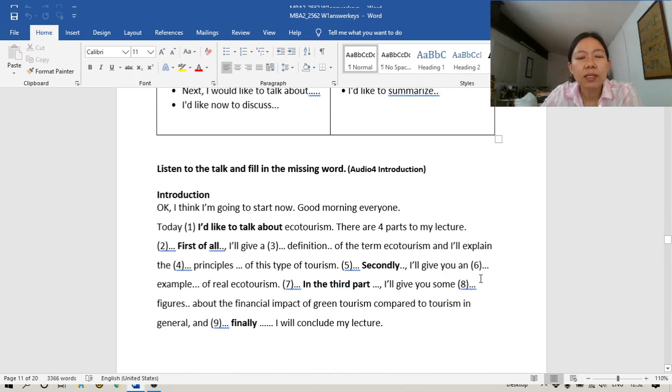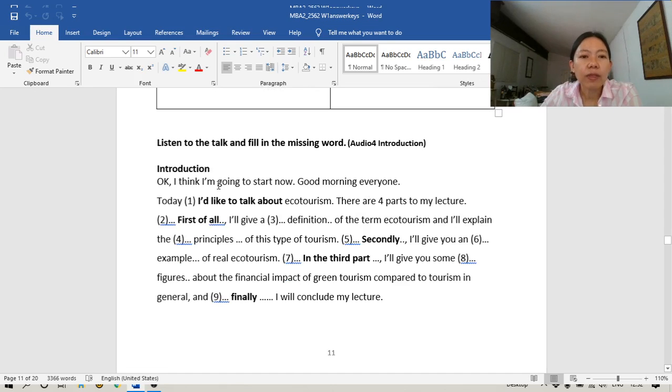Below here is another listening exercise. I have asked you to listen to the introduction part of the presentation and fill in the missing words. So here is the answer key. Okay, I think I'm going to start now. This is also a signposting sentence that the speaker says when he's ready to start. And then this is followed by, good morning everyone, welcoming the audience.